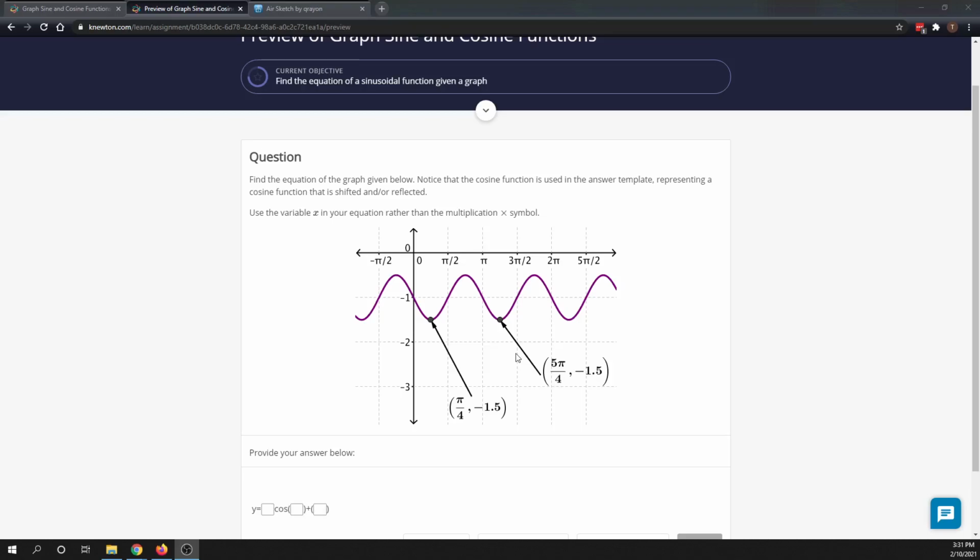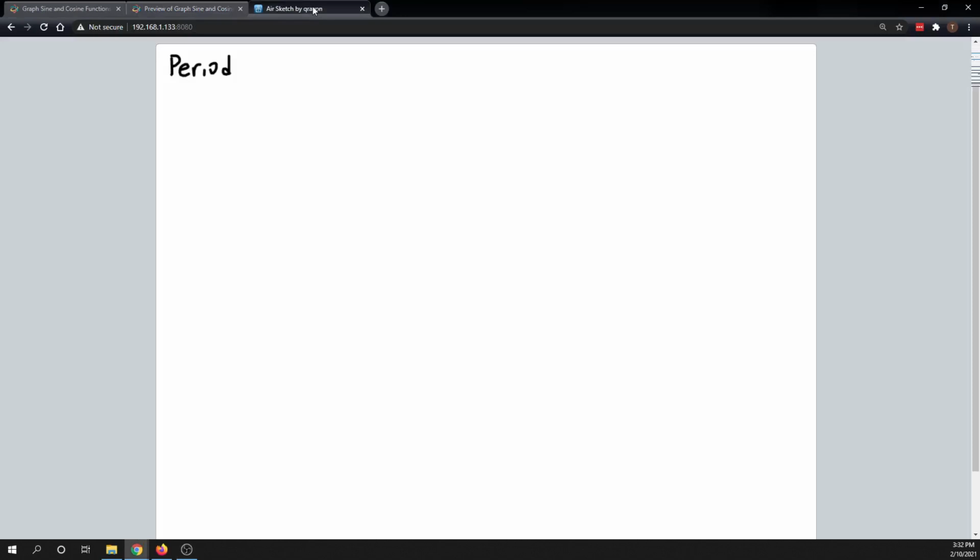All right, and so the period we're going to get by using these 2 points that they gave us. Okay, and so that is going to be taking the x coordinate here, 5 pi over 4, and subtracting pi over 4. You can see these are consecutive low points or minimum values. And so all we need to do is find the distance from here to here, by taking the x coordinate of this point on the right, 5 pi over 4, and subtracting off the x coordinate of this point over here on the left. So that's going to be 5 pi over 4 minus pi over 4.